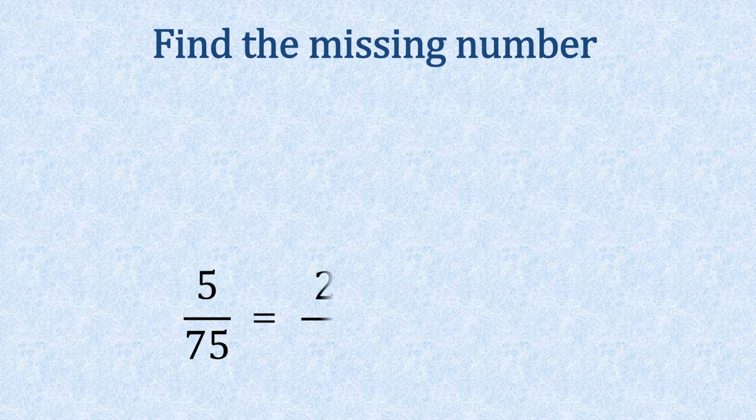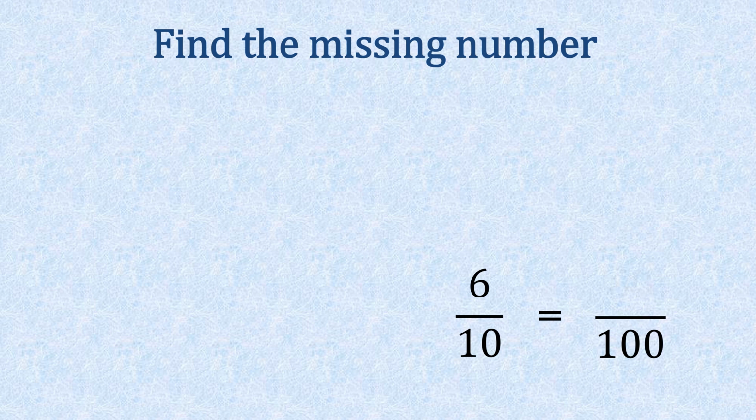And on this one, we know 5 is going to 25 5 times, so we need to times the bottom number by 5, which is going to give us 375. Okay, and for the next one, if we look at the bottom, if we divide that by 10, of course it gives us 10. So we're going to times the top by 10, which gives us 60/100.